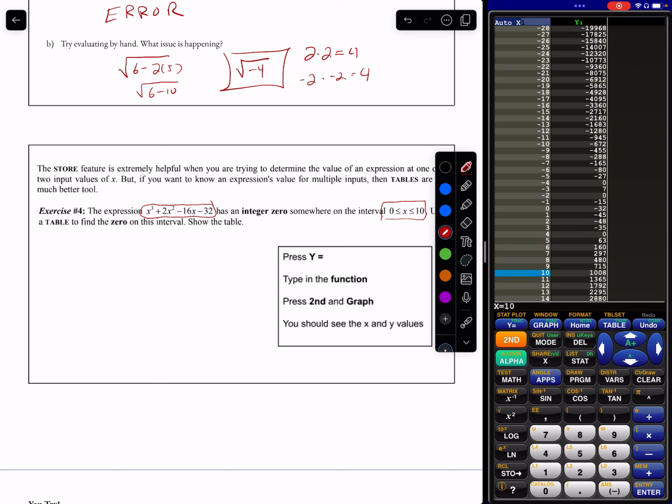And in this interval, where is the output equal to 0? And you can see right there very clearly, that's what we're looking for. That is the 0 of the function. Okay. So where is this equal to 0? At 4, comma 0. That means if I substitute 4 into that expression, our output is going to be 0. Okay?